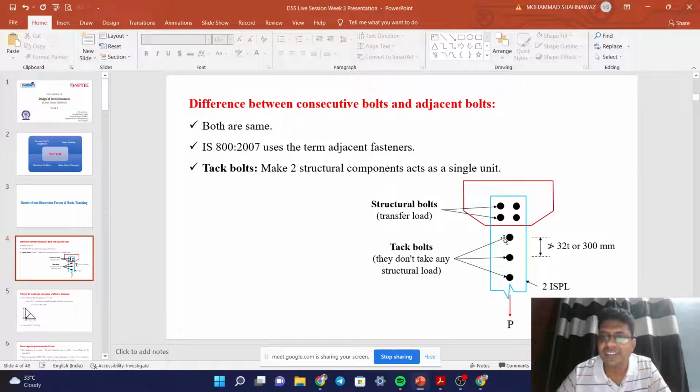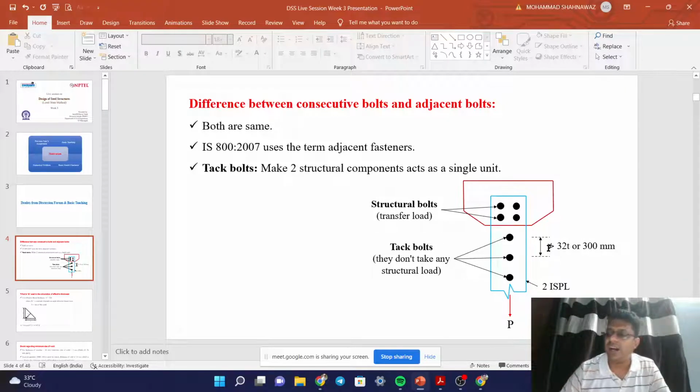Because these are not structural bolts, we can keep the pitch of these bolts a little bit greater. For the case of tension we were adopting should not be greater than 16t, and for the case of compression should not be greater than 12t. But here you can see that it is should not be greater than 32t, which is something double the provisions used for the pitch.